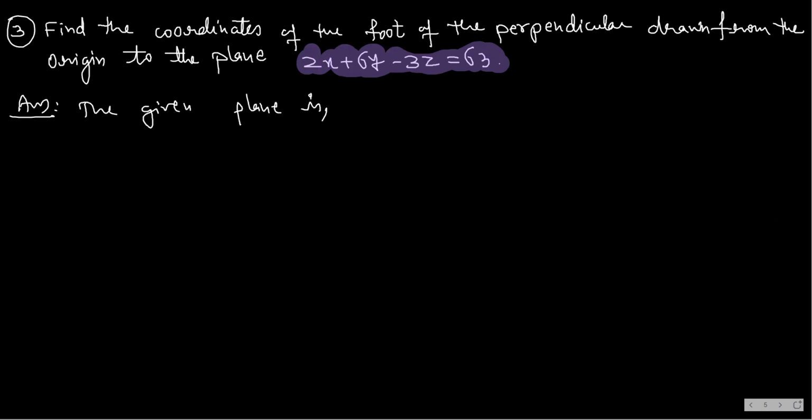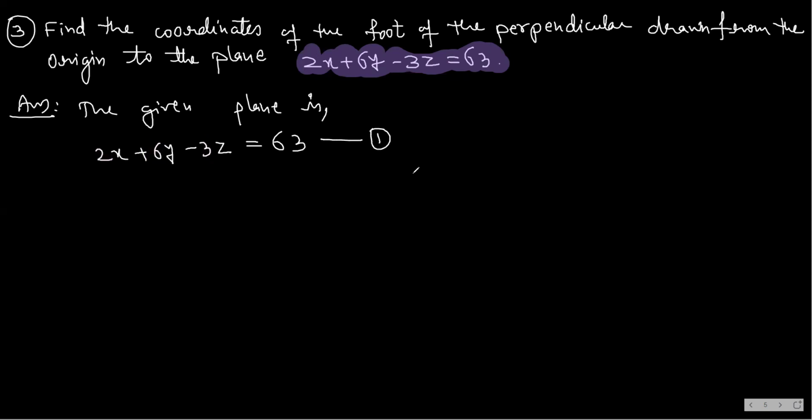You have to find the coordinates of that point. So I will begin writing: the given plane is 2x plus 6y minus 3z equals 63. I will convert this Cartesian equation into normal form. For converting it into normal form, these numbers, which are the coefficients of x, y and z, are DRs. I will convert them into DCs. And for that, the idea is very simple.